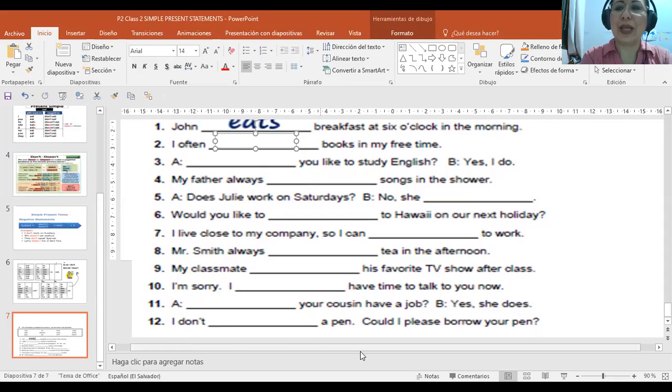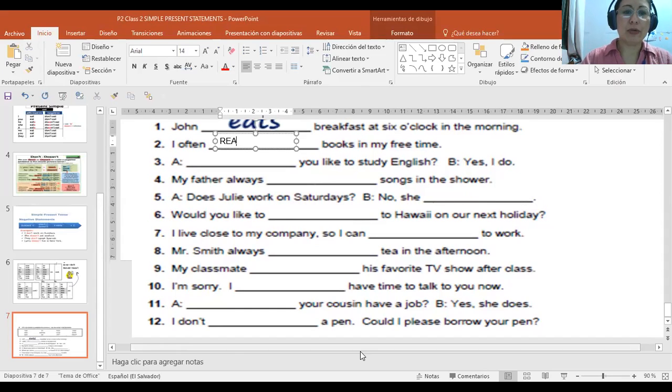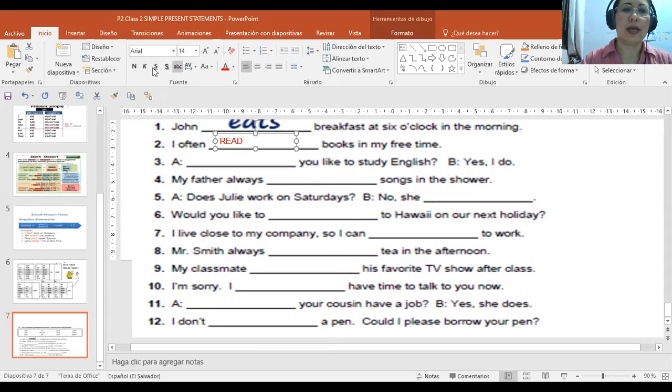Okay, who would like to solve number two? ¿A quién le gustaría resolver la número dos? How did you solve it? ¿Cómo la resolvieron? I often read books in my free time. Okay, I will write it with capitals, but remember that it's only for better view purposes. Lo voy a escribir en rojo, ¿verdad? Y en mayúscula, capitals, only for you to see, para que la puedan ver, ¿verdad? Pero recuerden que eso no es lo usual en medio de una oración.